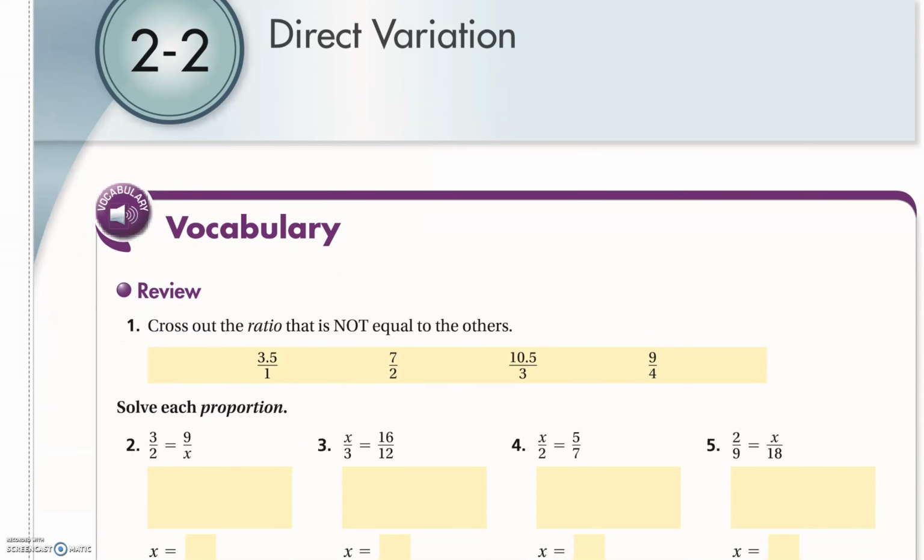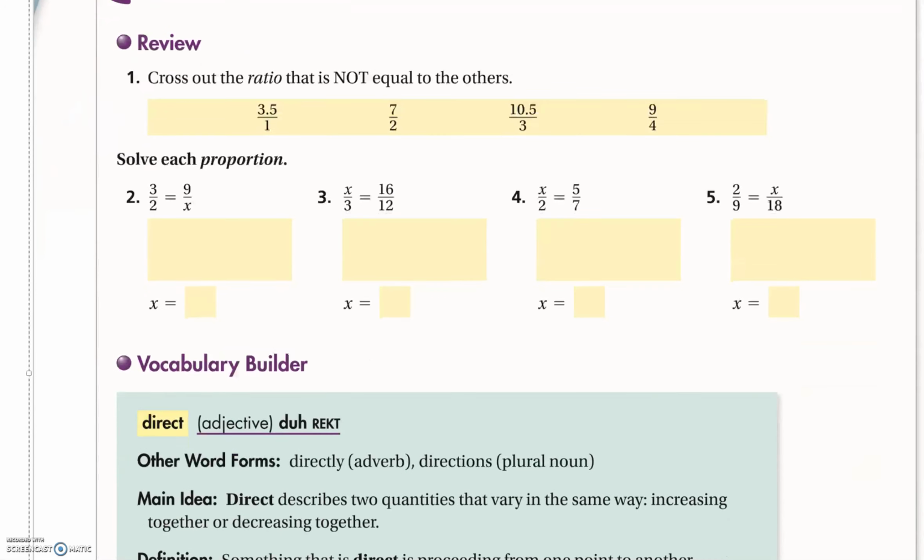So you have notes that we're going to look at direct variation, and I asked you to fill in as much as you could with the book and prior knowledge. So the review here, we'll cross out the ratio. As you can see, a ratio is just a fraction or division, and it looks like we have a few here that are equal. We can see 3.5 over 1 is 3.5, 7 over 2 is 3.5, 10.5 over 3 is 3.5, but 9.4 is not going to be equal to all those other ones.